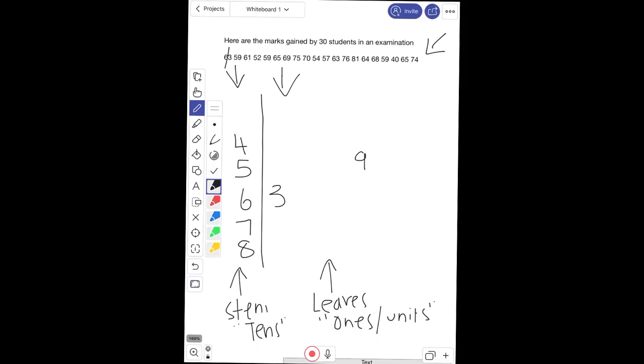Next number is a 9, I'm going to put the 9 over here just in case. As I said, the next number is 61, the 1 should go where the 3 is. So I'm just going to rub it out and then put 1 and 3.